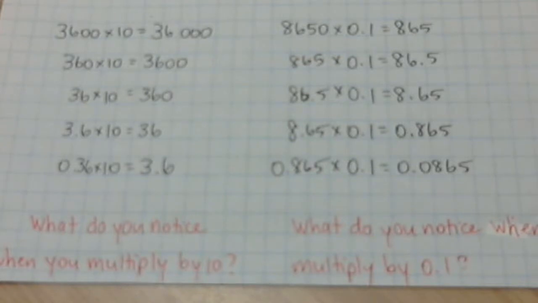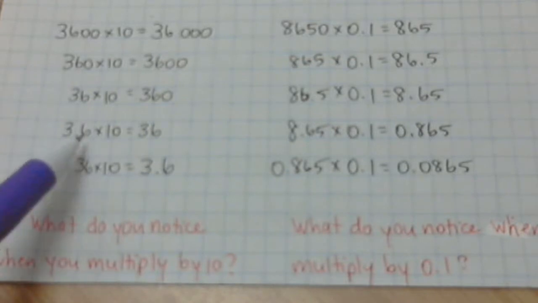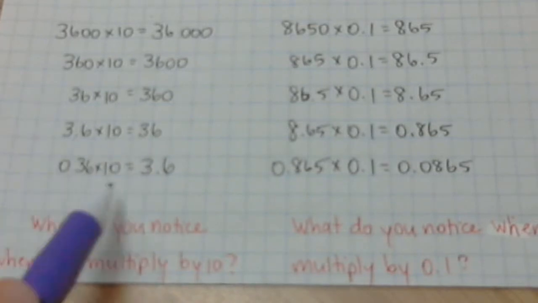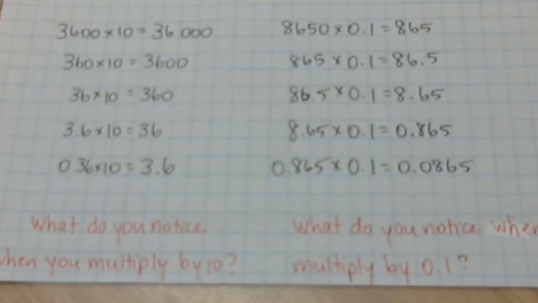Those of you who noticed, hopefully noticed two things. When there is no decimal, what you do when you multiply by 10 is you just add a 0 on the end. So 3,600, you add a 0, becomes 36,000. 360, if you add a 0, becomes 3,600. Now, if the number has a decimal in it, for example, 3.6 or 0.36, the decimal place gets moved one spot to the right. So 3.6 times 10 becomes 36. This one, you move the decimal place one to the right, becomes 3.6.